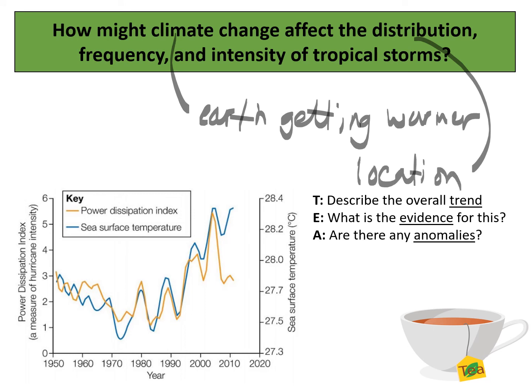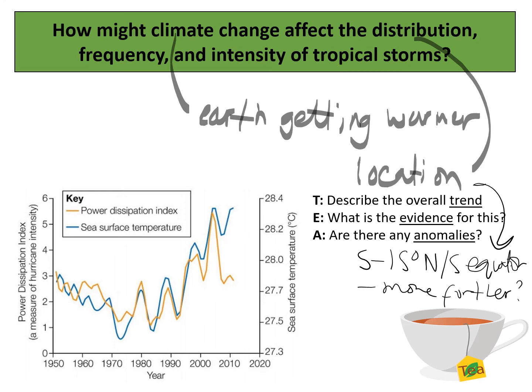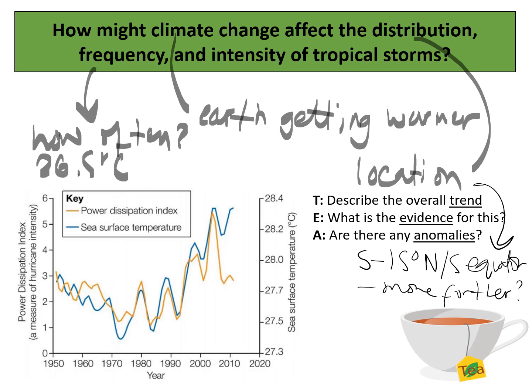So currently we get them between 5 and 15 degrees north and south of the equator, but if the temperatures increase, could they move further from the equator? Okay. The frequency, so how often they are occurring. So remember that they need to be at least 26.5 degrees C of the oceans. If the oceans are warmer, then they may occur more often.